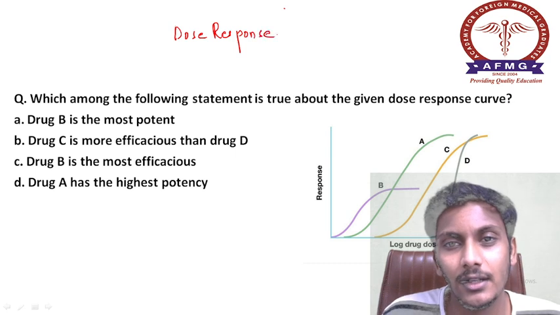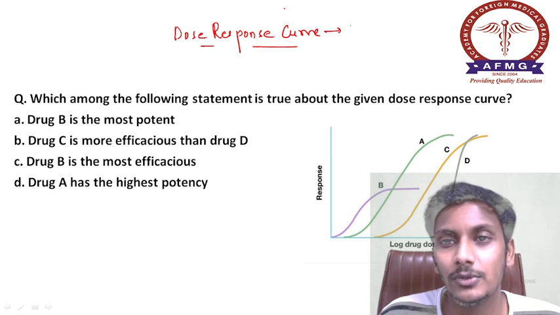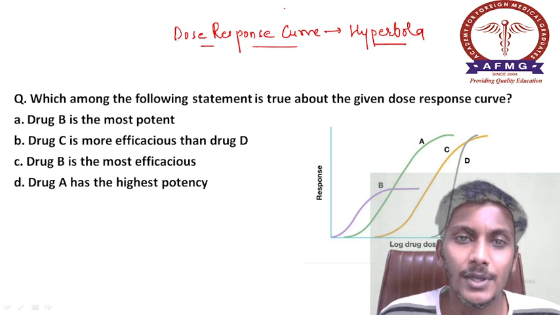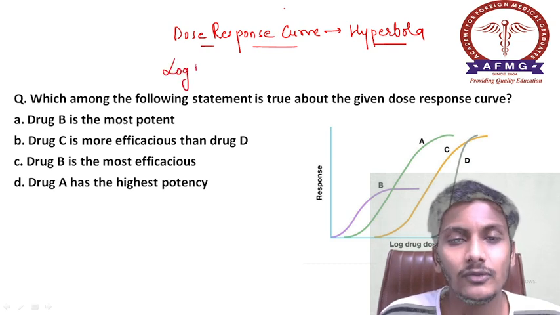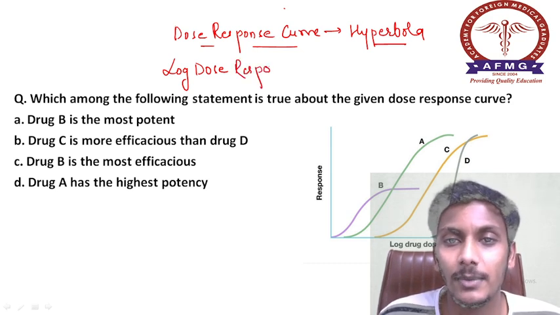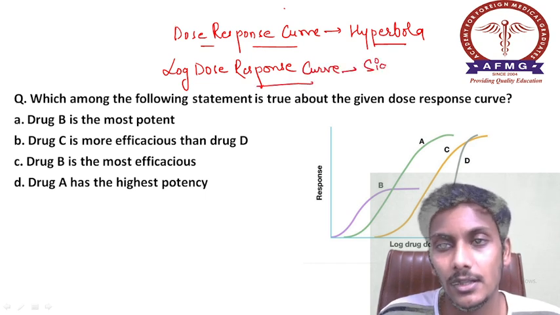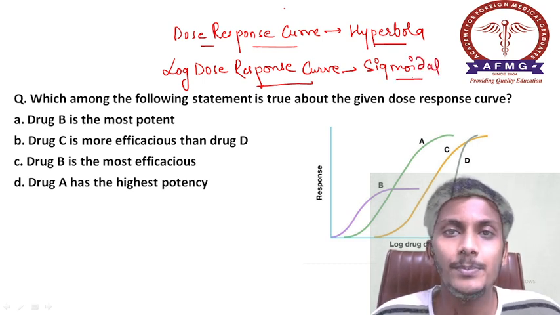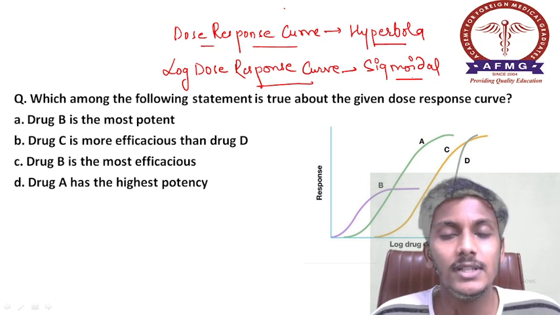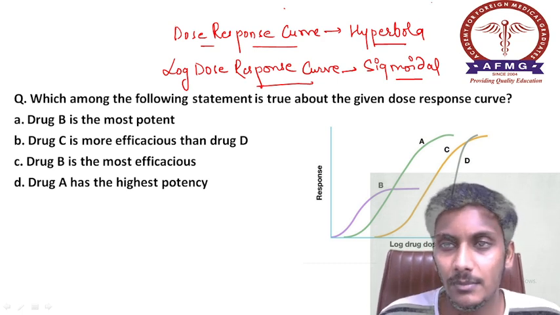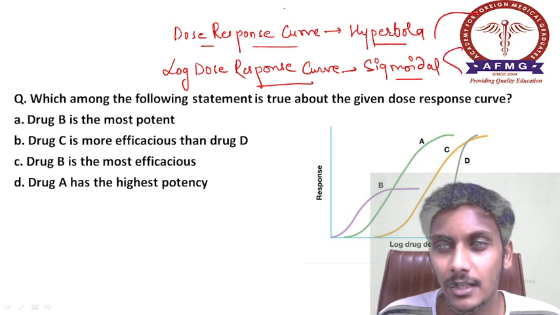What we need to remember about the dose response curve, or the DRC, is its shape. The shape of the dose response curve is normally a hyperbola. If we take the log of the dose response curve, the shape becomes sigmoidal. There was already a question on this. So the dose response curve is hyperbola shaped, whereas the log dose response curve is sigmoidal or S shaped. A hyperbola looks something like this and a sigmoid looks something like this.